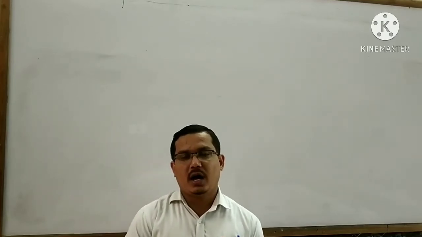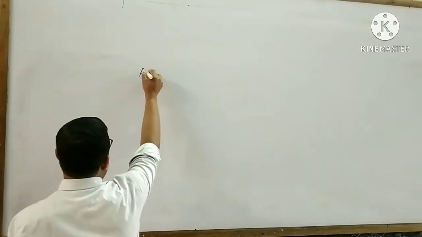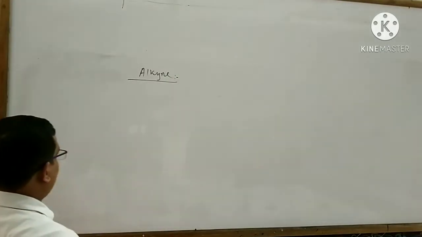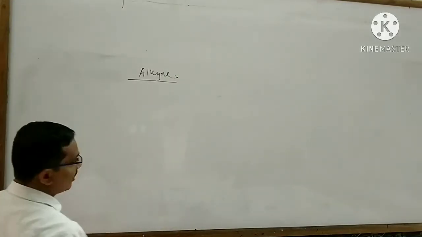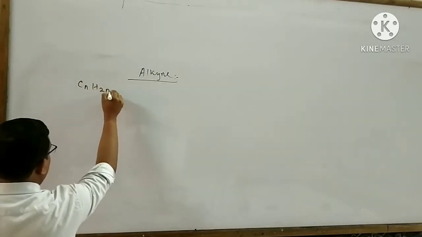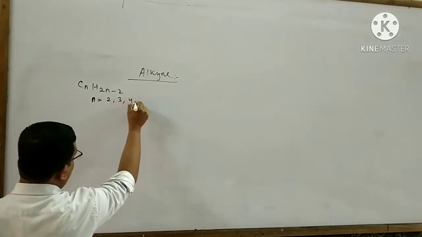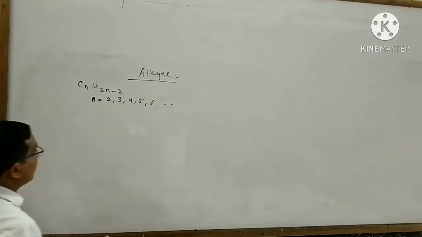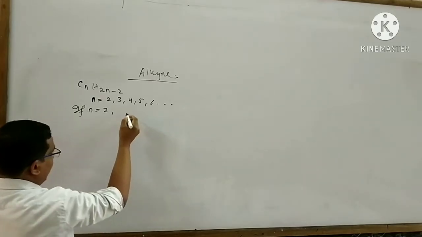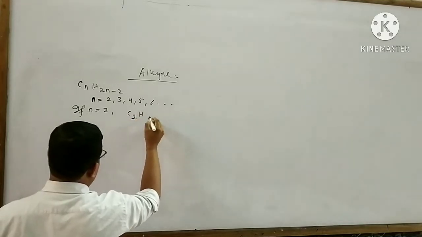Good morning, student. Now I am going to discuss a new chapter, that is alkyne. Alkyne is an example of unsaturated hydrocarbon which has the formula CnH2n-2. Here n equals 2, 3, 4, 5, 6 like this. If n equals 2, then we can think about an alkyne, that is C2H2.